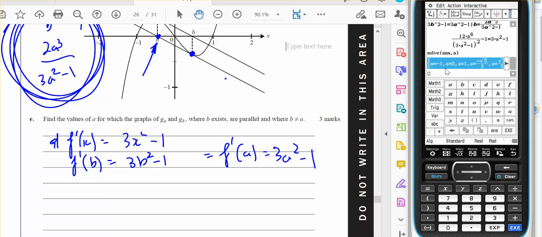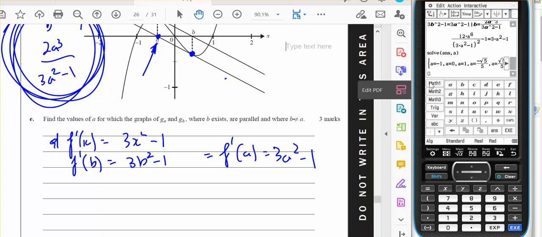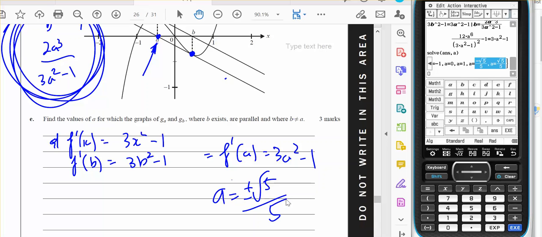So a equals negative 1, but the problem is that b would equal negative 1, a equals a and b would equal a. So it's going to be these answers here, which are plus or minus root 5 on 5. And they're the only two occasions when this will happen.